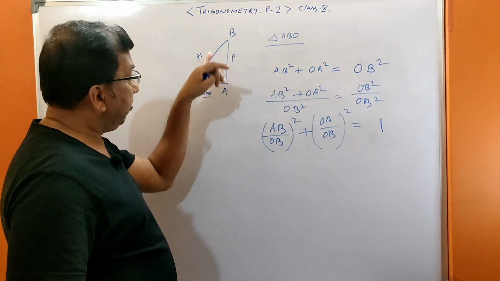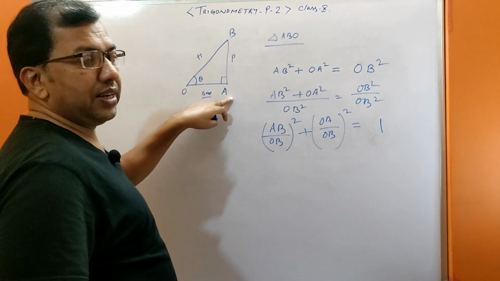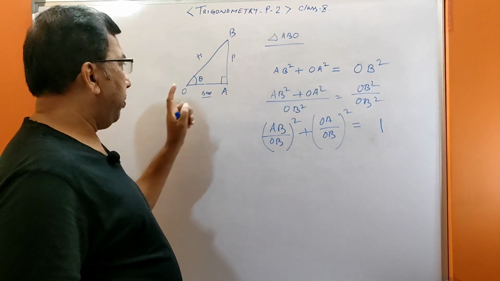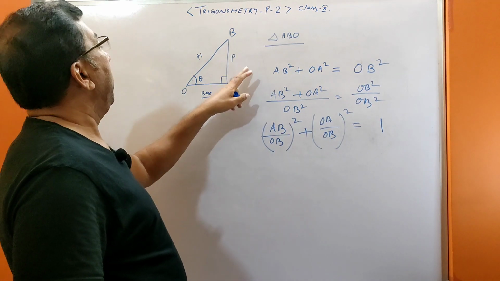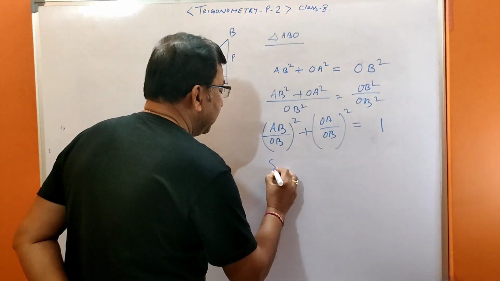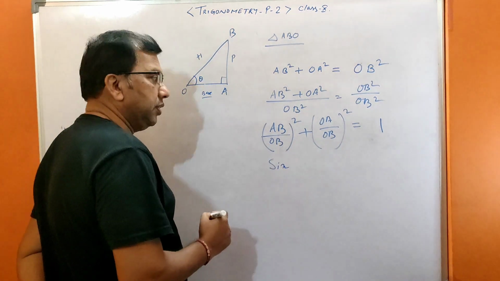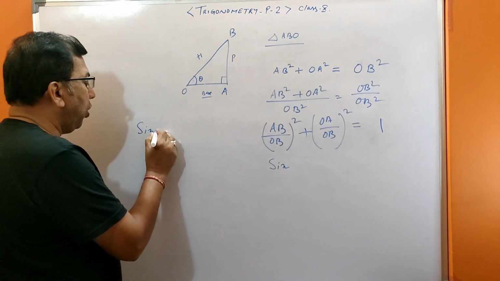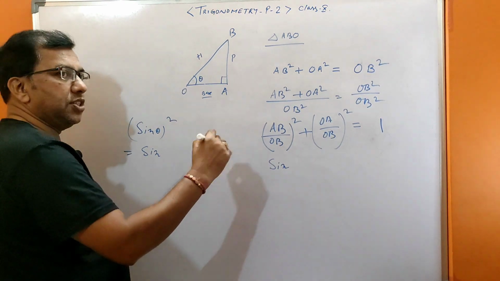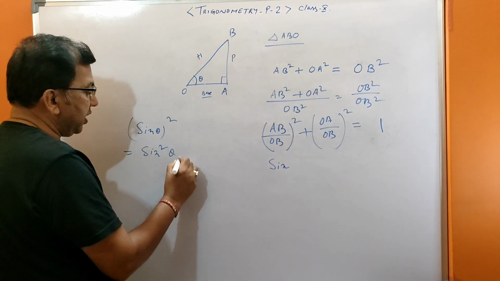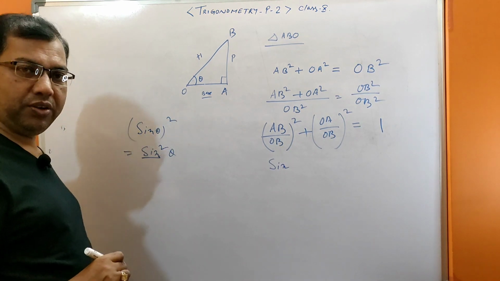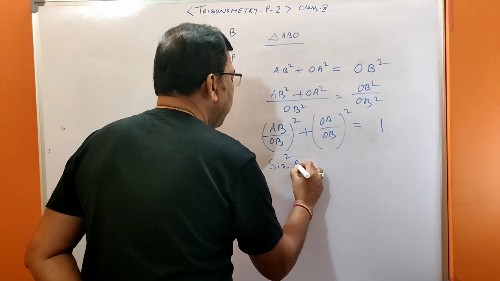Find the ratios with respect to this right angle triangle and this angle. AB by OB means what? AB by OB is perpendicular by hypotenuse. All you know? Tell. Sine theta square. You must not write sine theta square; it will be written as sine square theta. Same for tan square theta. So this will be sine square theta.